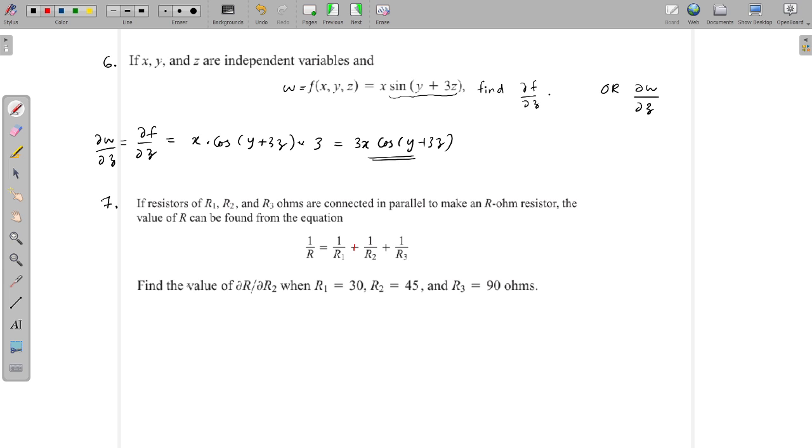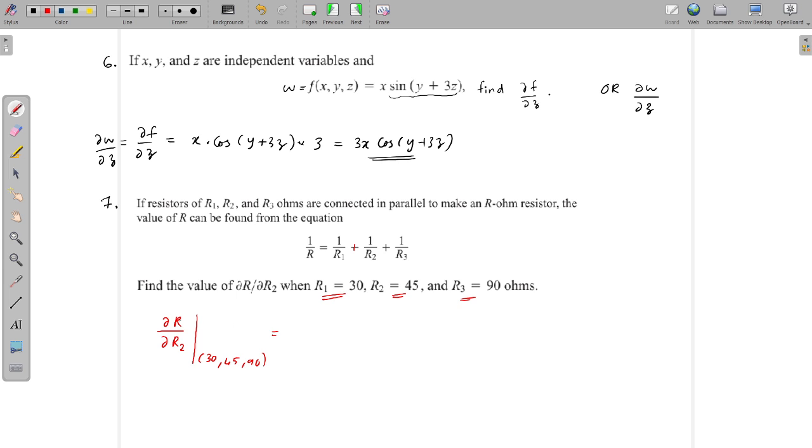So we need to find out the rate of change of the total resistor as far as R2 is concerned. The rate of change of R with respect to R2. When this R2 varies, what is the rate of change of this R, at R1 equal to 30, R2 equal to 45, and R3 equal to 90? In order to find this, first we write the expression of the partial derivative of R with respect to R2 at the point 30, 45, 90. These are the values of R1, R2 and R3 respectively.